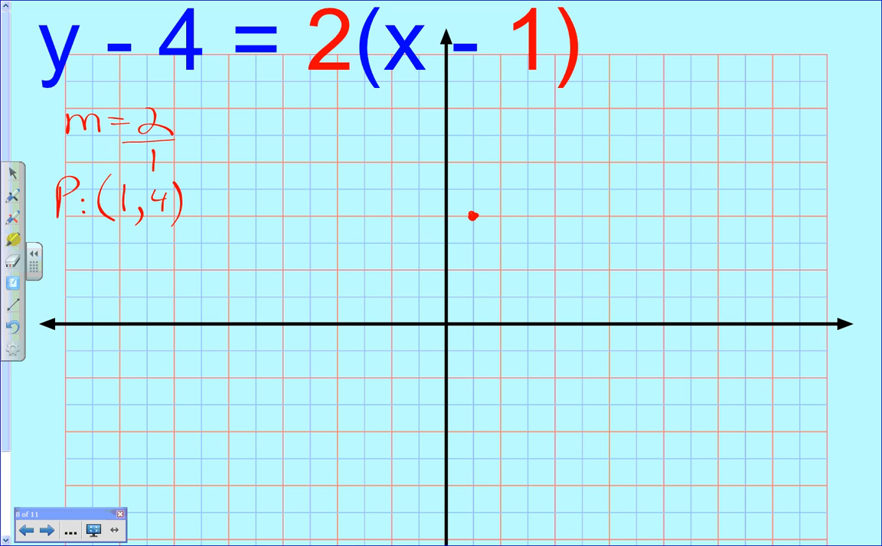The slope is 2, so we're going to climb from this point 1, 4 up 2, right 1. From the point 1, 4, you could also go down 2, left 1. Once you have 3 points plotted, including the original point that's in the equation, you're going to connect those points with the ruler. That's the graph of the equation y minus 4 equals 2 times x minus 1 in parentheses.